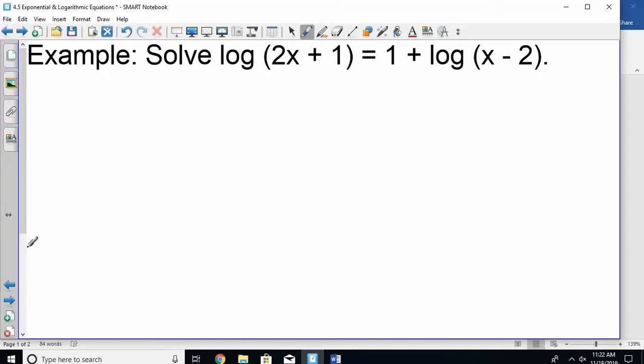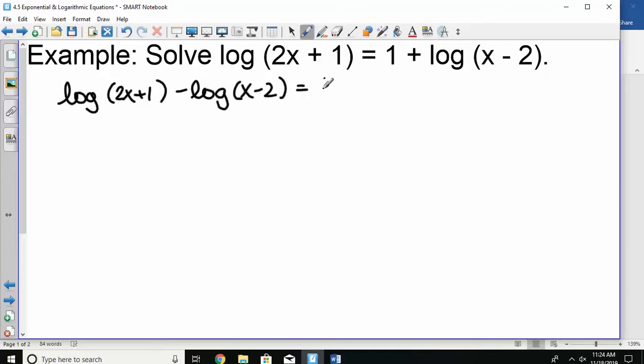I think the first step will be here. You've got to bring the log over so your log's on one side and the number's on the other. Why don't you guys try to finish this one then? So subtract over that log and then see if you can do it from there. You need logs on the same side since they're subtracted, you divide.